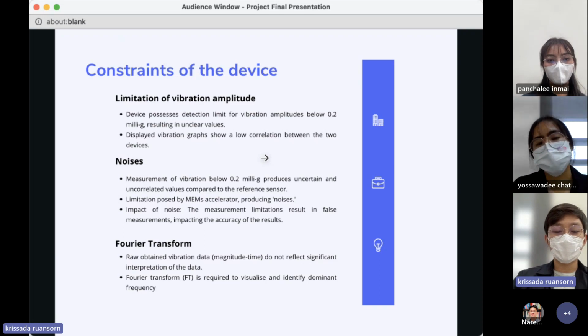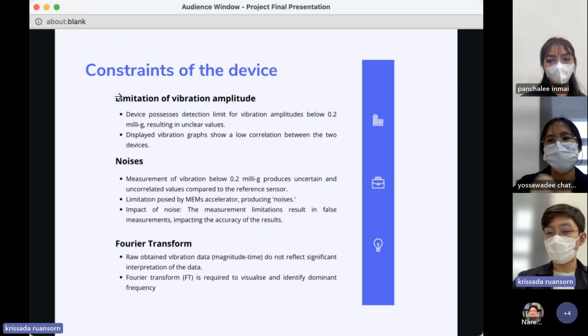Similarly, the second one is the noises, as I have explained earlier. This also poses a problem for the measurement of vibration below 0.2, and this limitation is posed by the MEMS accelerometer producing the noises, which impacts the accuracy of the results.